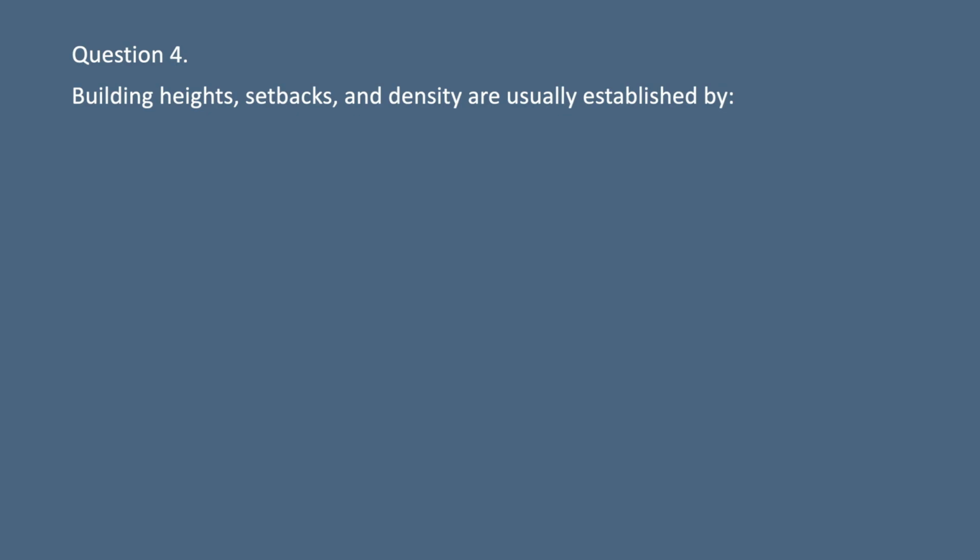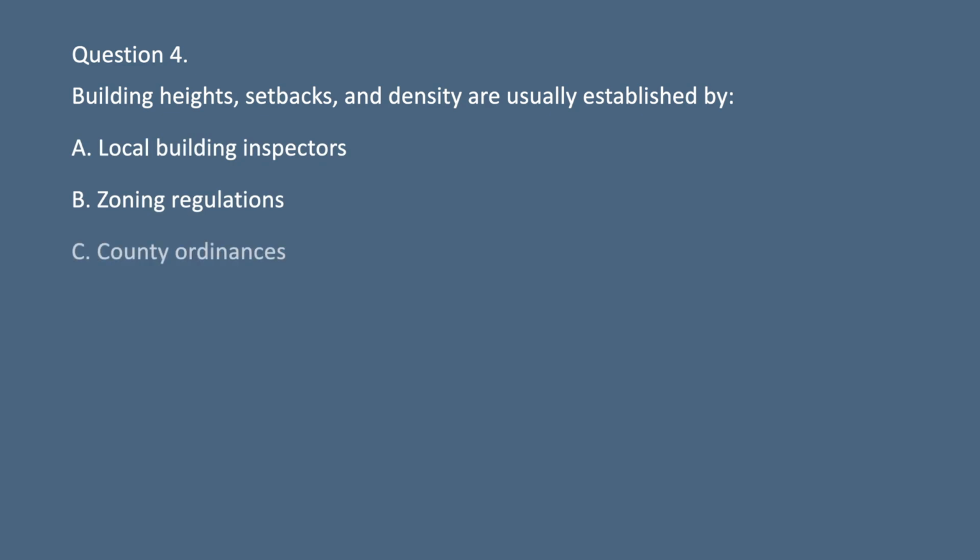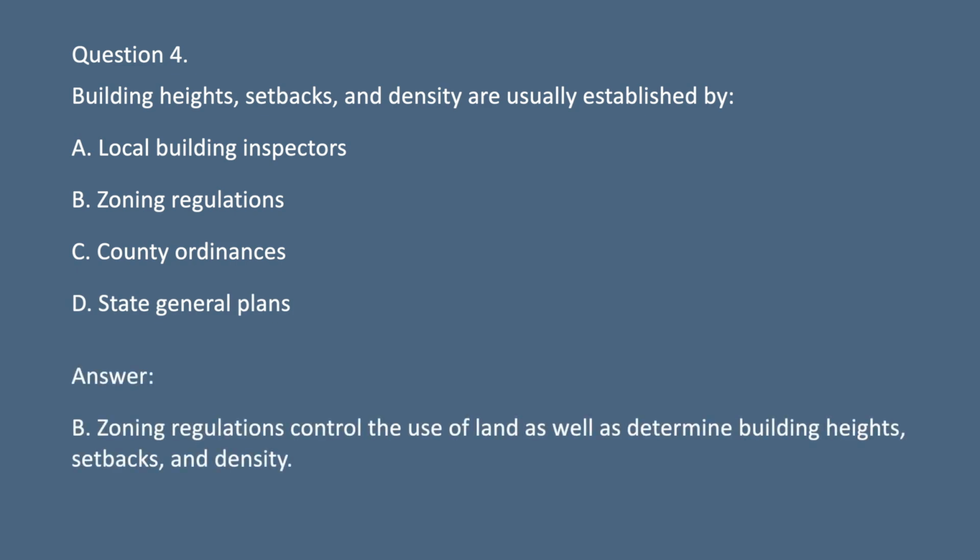Question 4. Building heights, setbacks, and density are usually established by A. Local building inspectors. B. Zoning regulations. C. County ordinances. D. State general plans. Answer. B. Zoning regulations control the use of land as well as determine building heights, setbacks, and density.